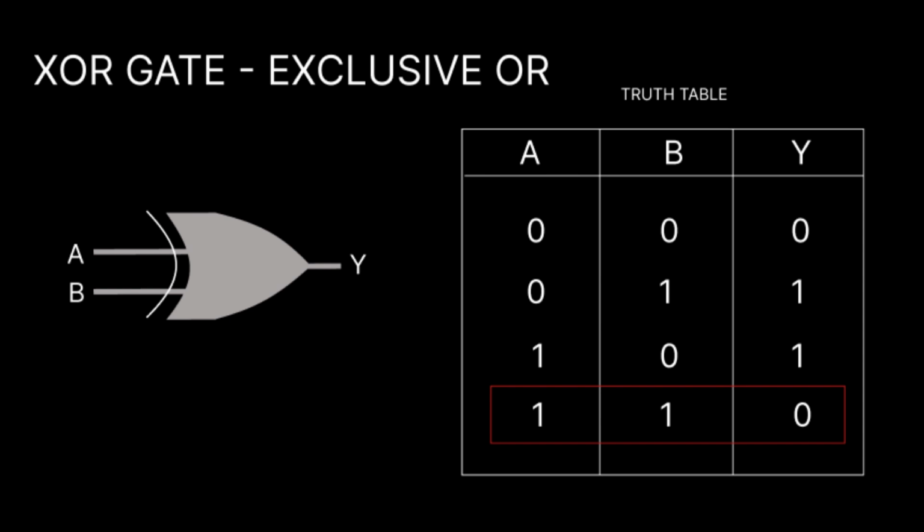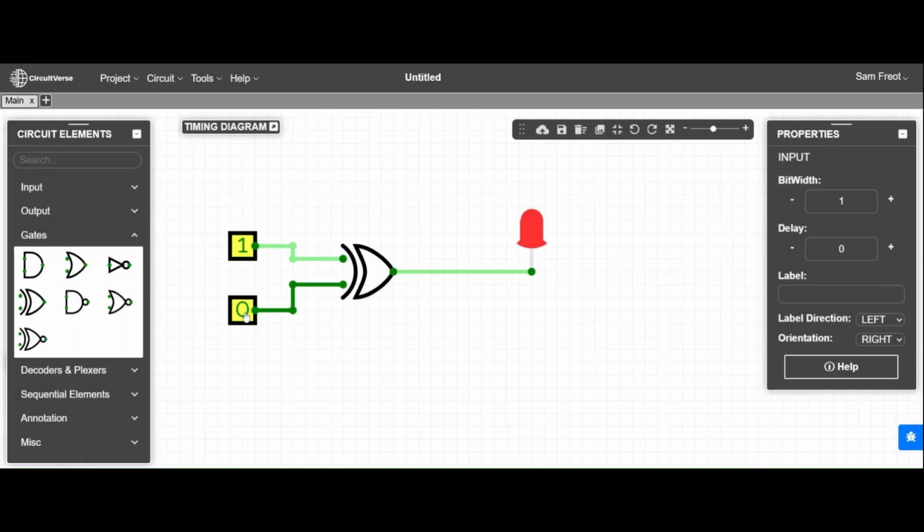If you might have noticed, the output is 1 when A and B are different, and when they're the same, the output is 0. This is one of those interesting properties of such gates, and it will become really useful in some circuits we'll design in upcoming videos. We can also check out its simulation on Circuitverse. It works just the same as we've seen in the truth table.